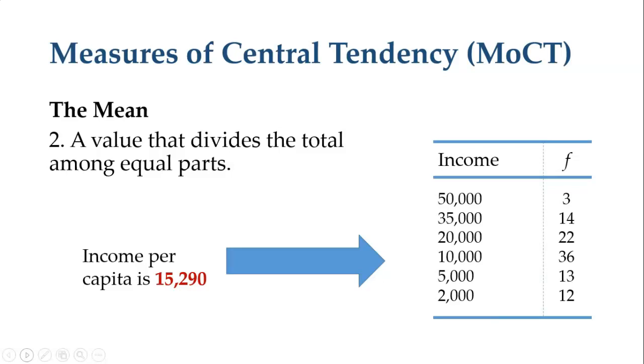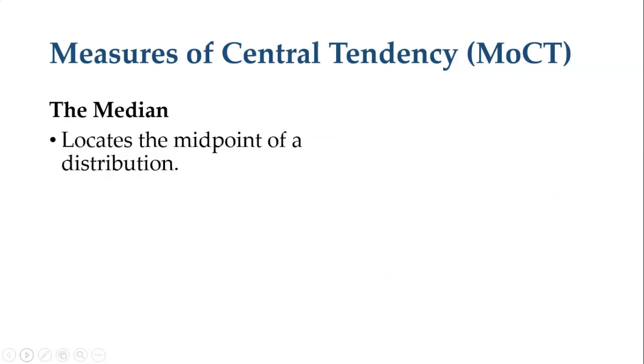That's the income per capita. Okay, that's the first one. That's the mean. But there is another measure of central tendency, which is the median.